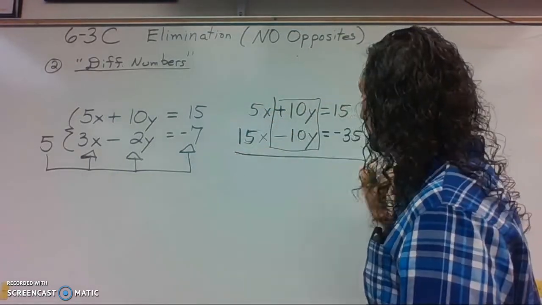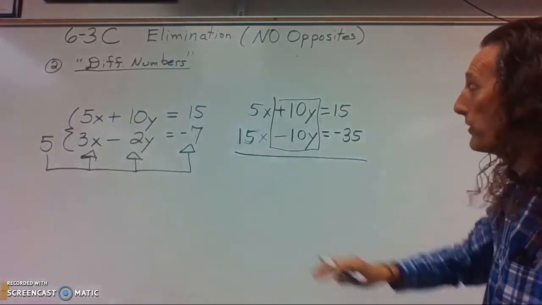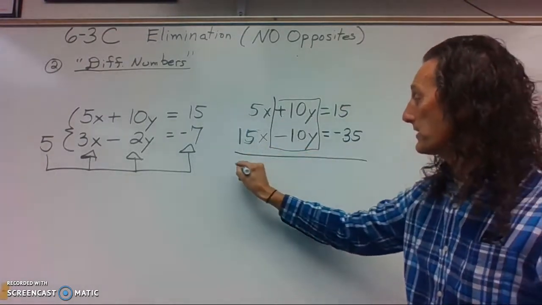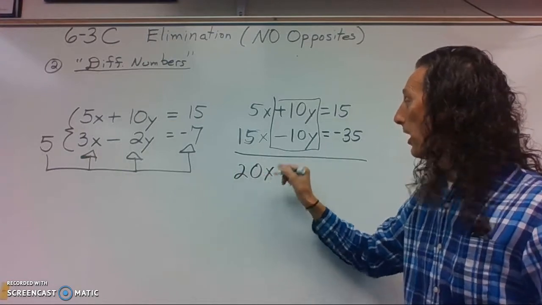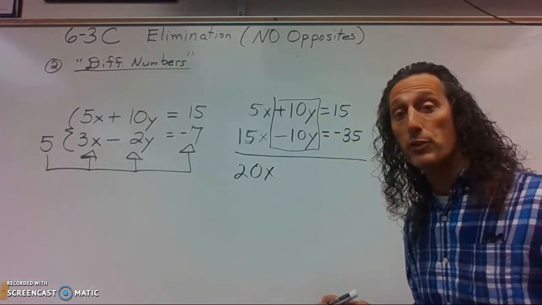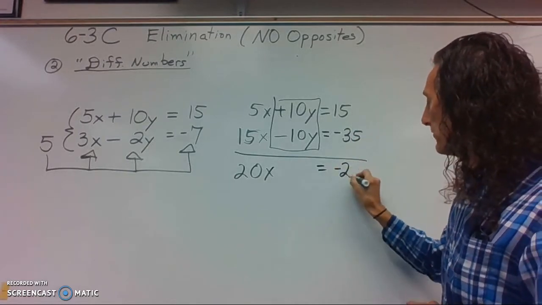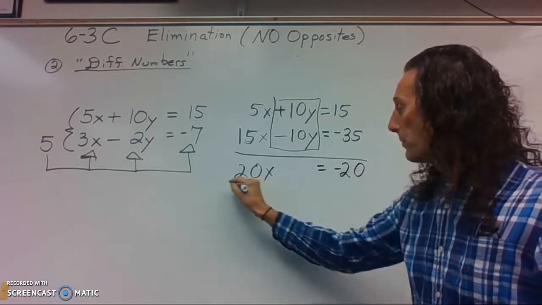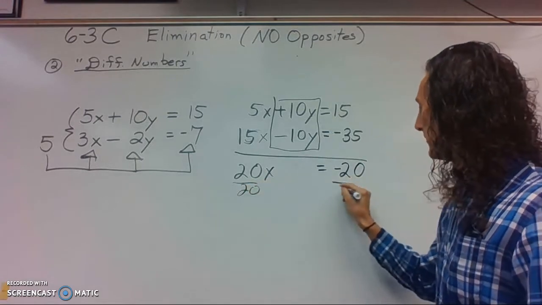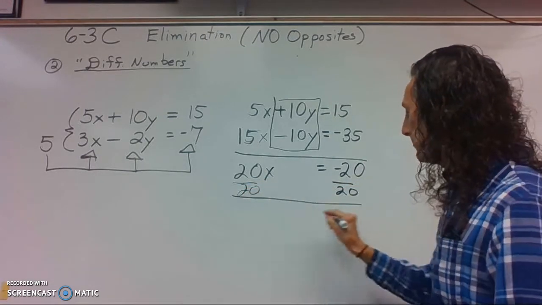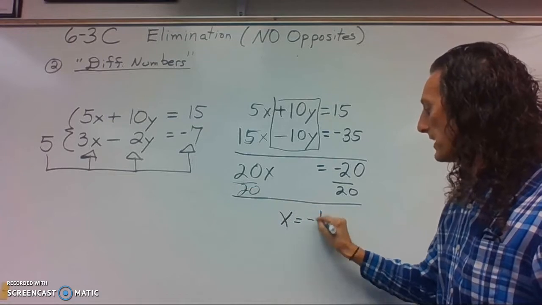So again, I'm just going to quickly solve this one. So 5x and 15x is 20x. Our opposites cancel out. That's why we have to use them. 15 plus -35 is -20. Divide by 20. Divide by 20. And my x equals -1.